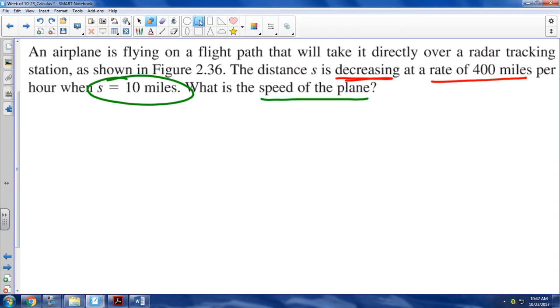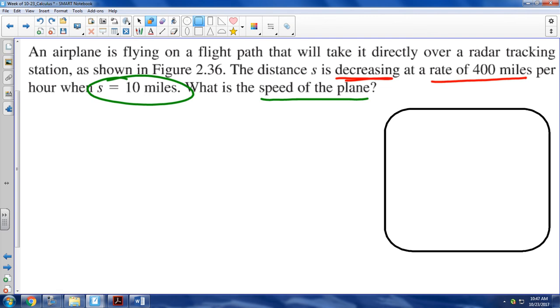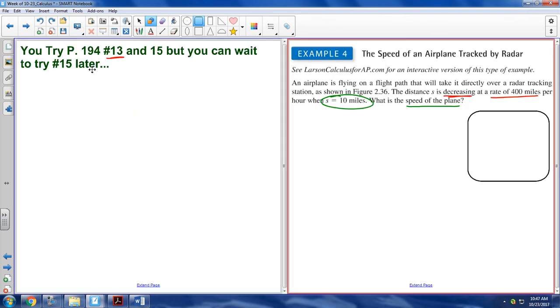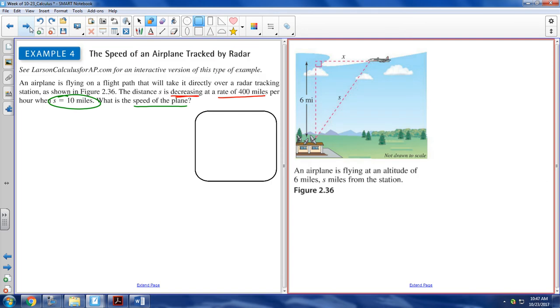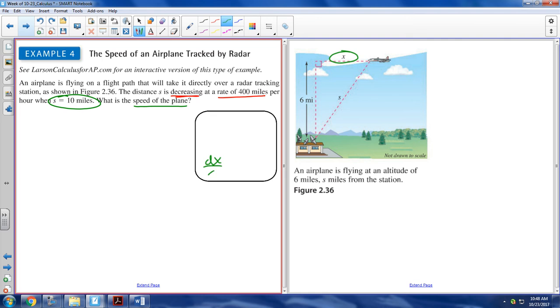So I'm going to start to fill this in a little bit. But what I might want to do first is take a look at the diagram. So here we have it. All right, I'm looking for the distance. The airplane is flying on a flight path taking it directly over a tracking station. The distance is decreasing at a rate of 400 miles per hour. So that can't be the speed of the plane. That can't be for x, right? Because they're actually looking for that. In the end, we're looking for dx/dt equal to question mark. That's the speed of the plane, right?